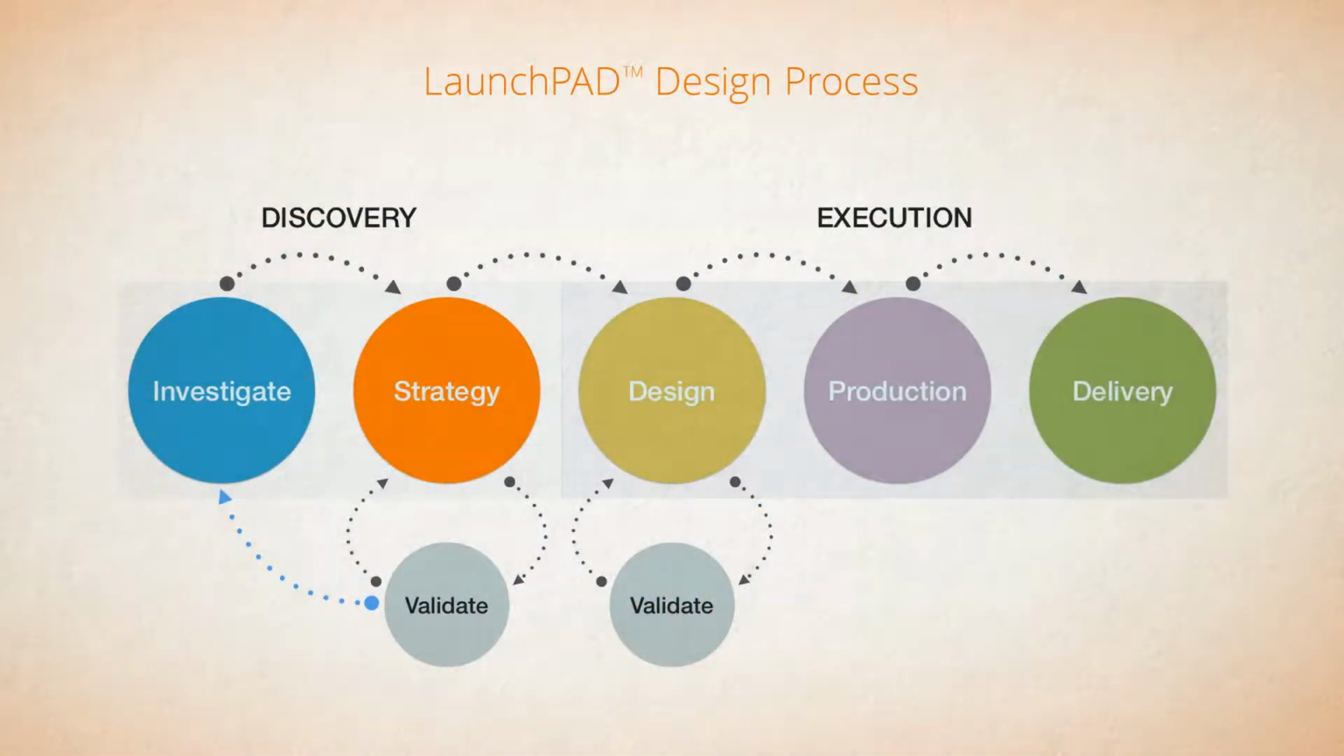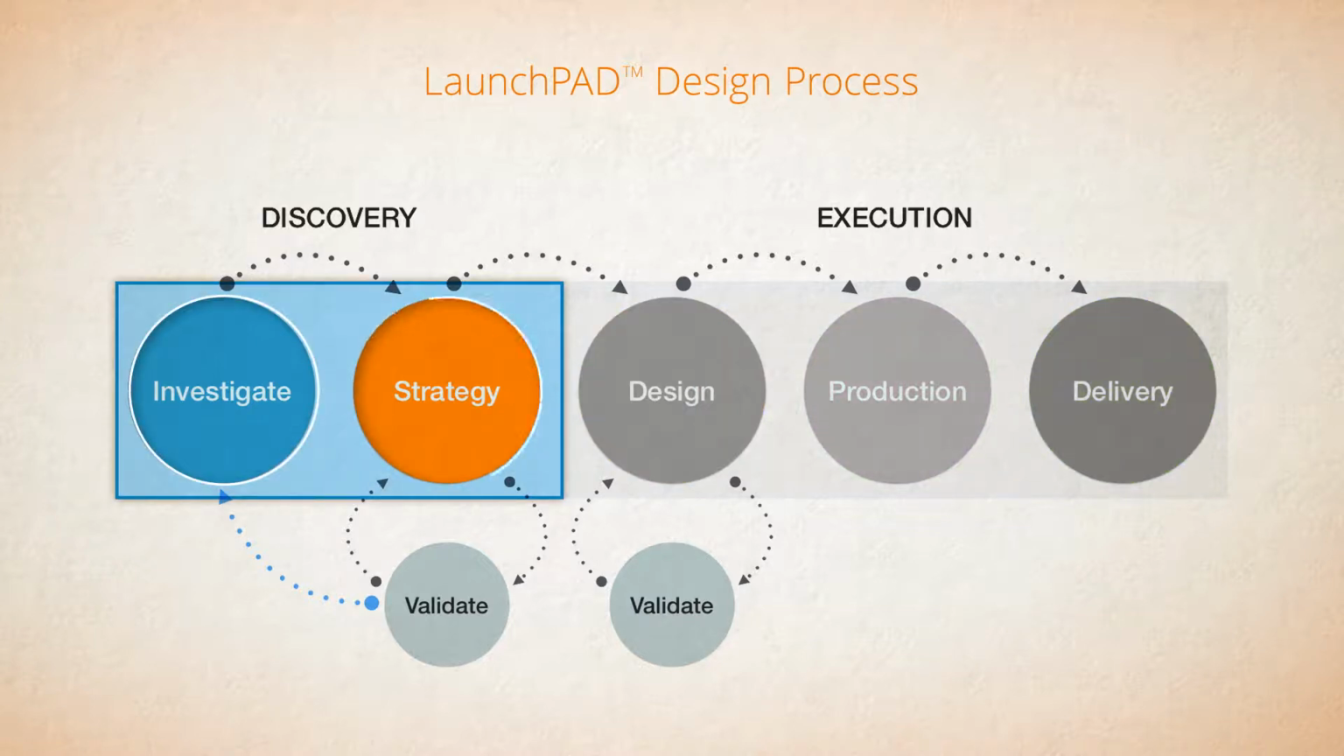Every project begins with a user-centered design process. At Rocket, we call our process Launchpad. This agile and user-centered approach allows us to validate our strategy and design decisions with users and partners through the duration of a project. There are two key phases to Launchpad: discovery and execution.